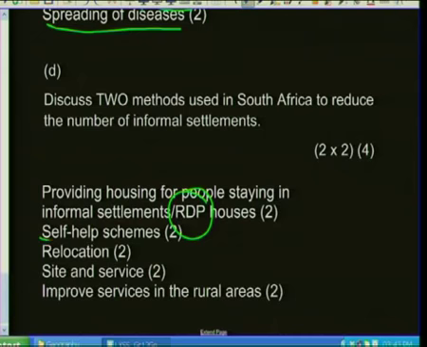A self-help scheme is a lot better. It's not just a case of handing something over to somebody. You get the buy-in of the people at grassroots level. So you train, for example, the local population on how to make bricks, which of course they can then use to construct their own houses.